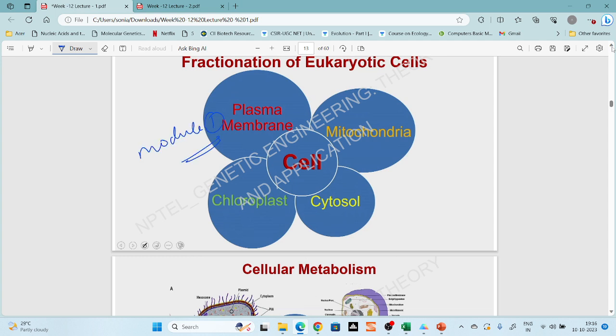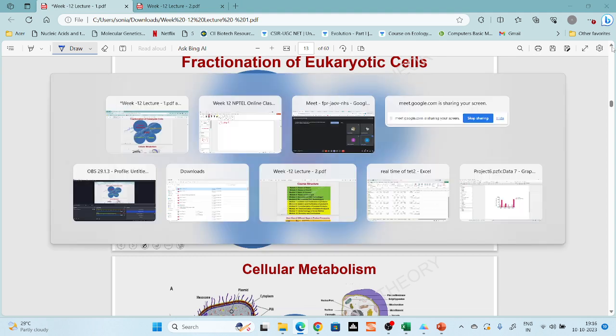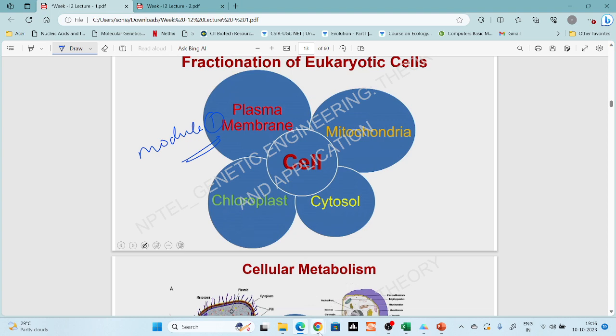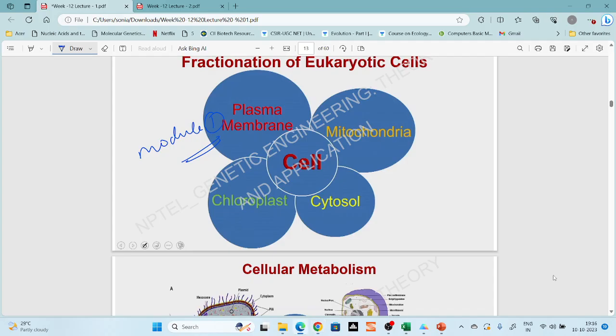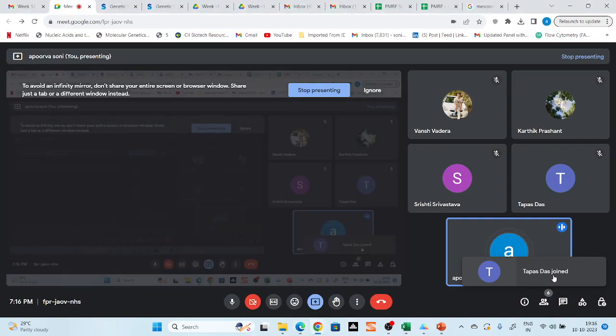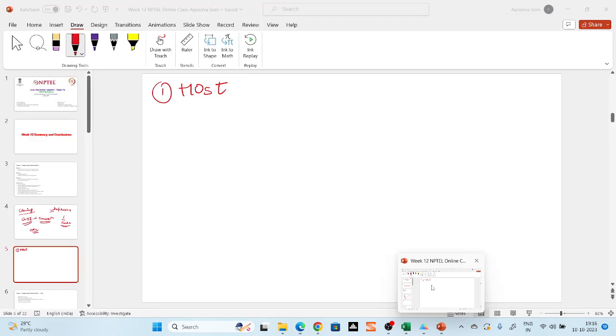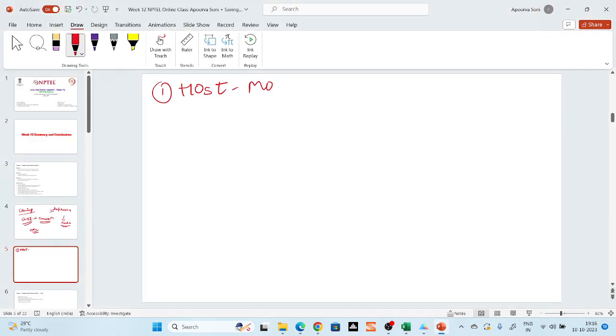So we have studied the fractionation. That means you have many different organelles in a eukaryotic cell, so how can you extract the different organelles. So the first module was about host. This is module 1. Then second, we have studied about metabolisms.